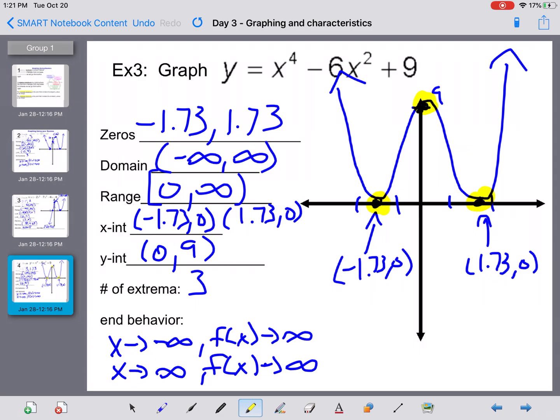So I hope this helps you in being able to use Desmos to graph polynomials and find some of the characteristics.